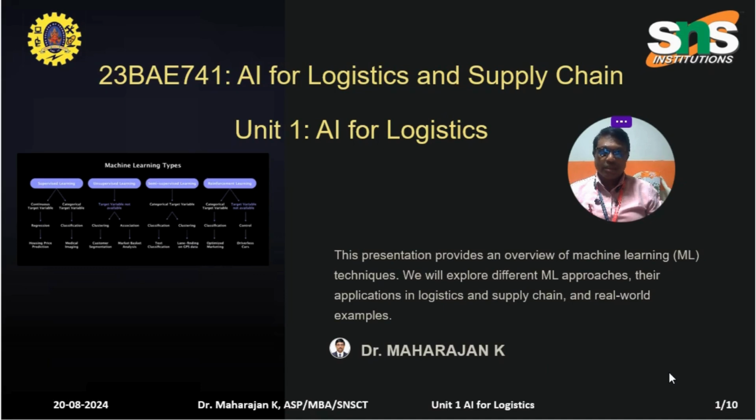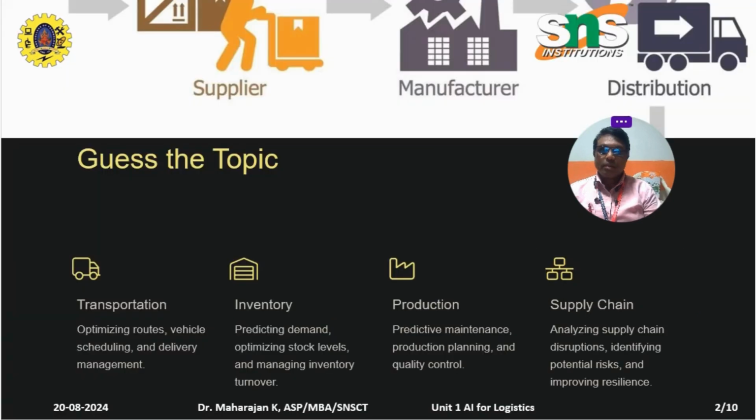Before that, what is sparkling in your mind? Can you guess the topic for the day? We have again suppliers, manufacturers, distributions. We can see that clearly shows a link: supplier, then manufacturer, then distribution. Some logical link, right? Then we have transportation, inventory, production, and supply chain. Can you make out what is common among all this? Transportation, inventory, you already know inventory means stock levels.